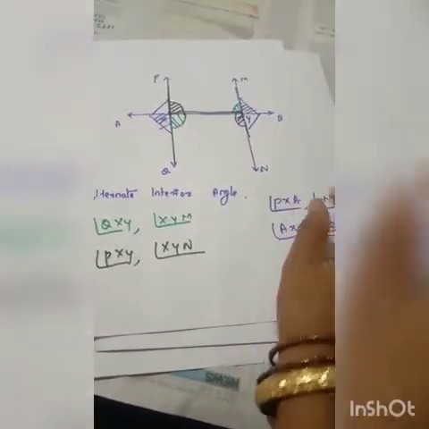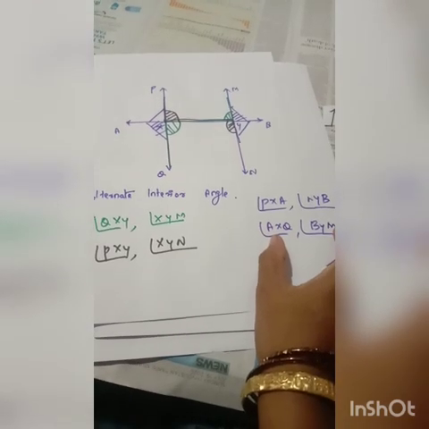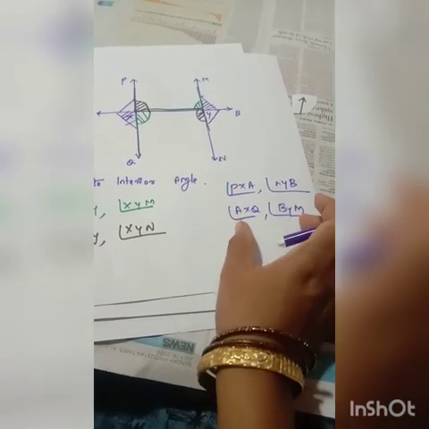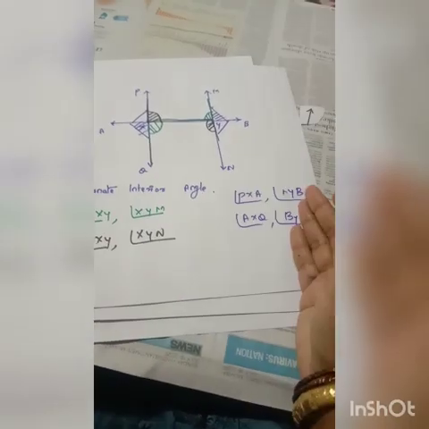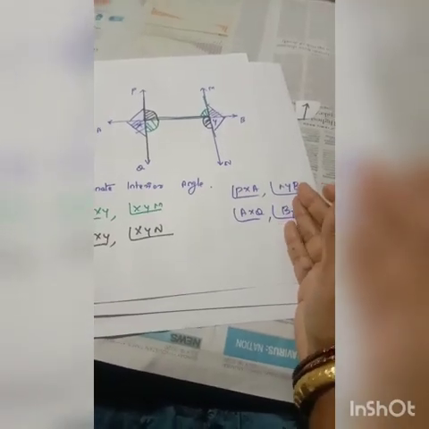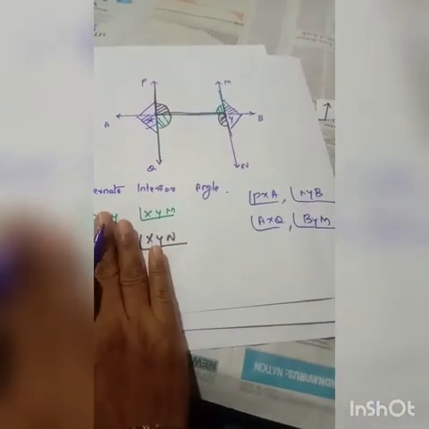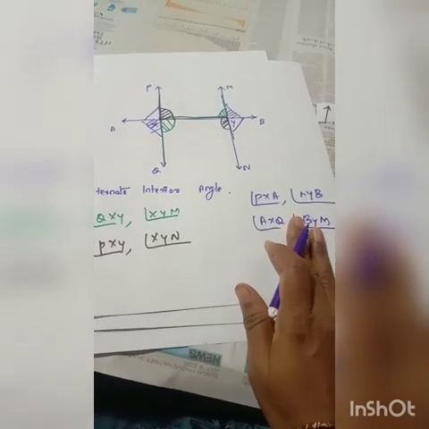It should be in two pairs you have to write. Many students I have seen in homework are writing in one line. They should not write like this way. They have to write in pairs. Pairs means two angles. Means PXA is a pair to NYB. Pair means what? Alternate pair. So these two are the alternate interior and these are the alternate exterior.